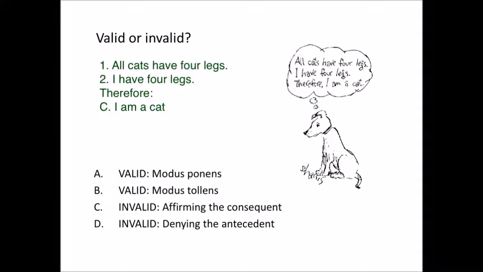So, quiz question for you. Here's a little argument, not a serious argument, but it makes the point. All cats have 4 legs. I have 4 legs, the doggy is thinking. Therefore, I am a cat. Is that valid or invalid?